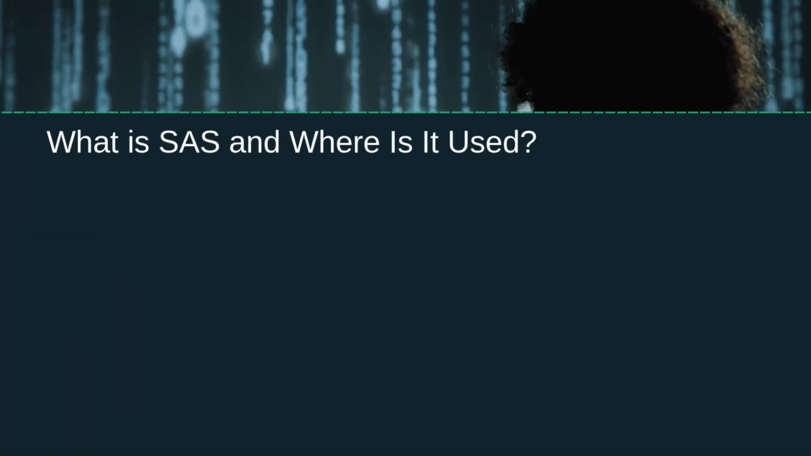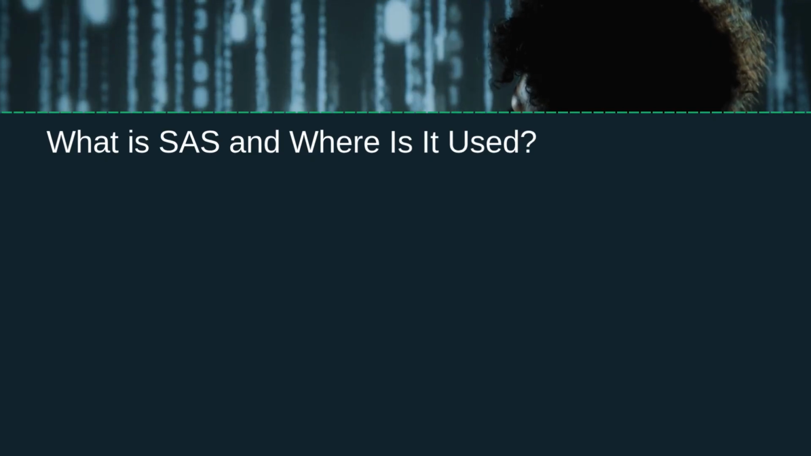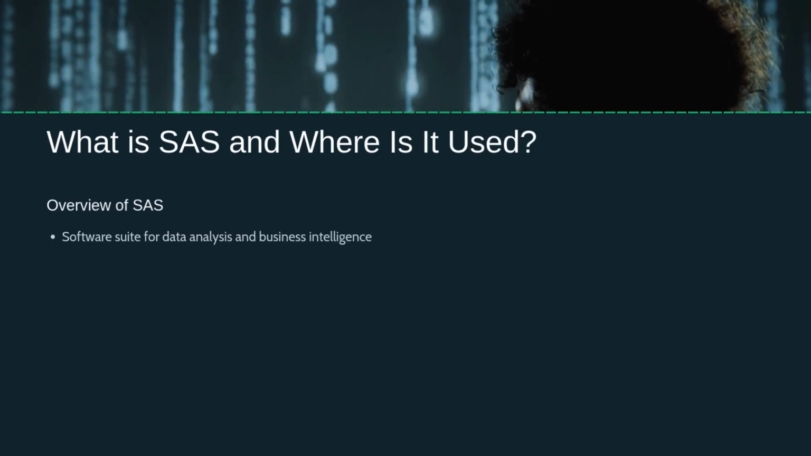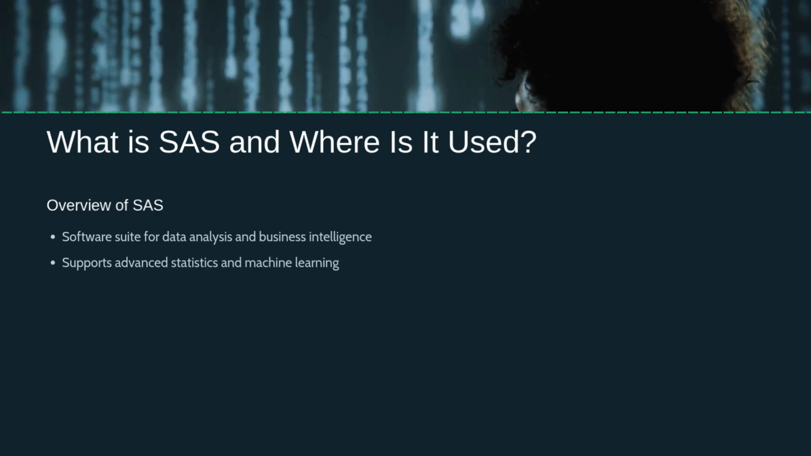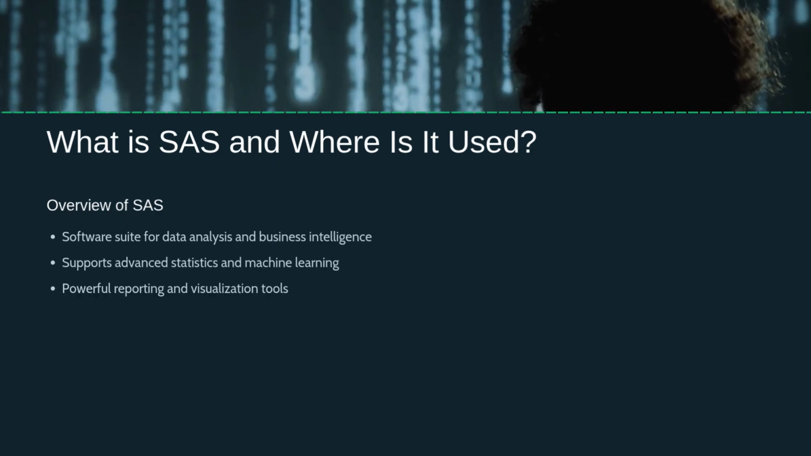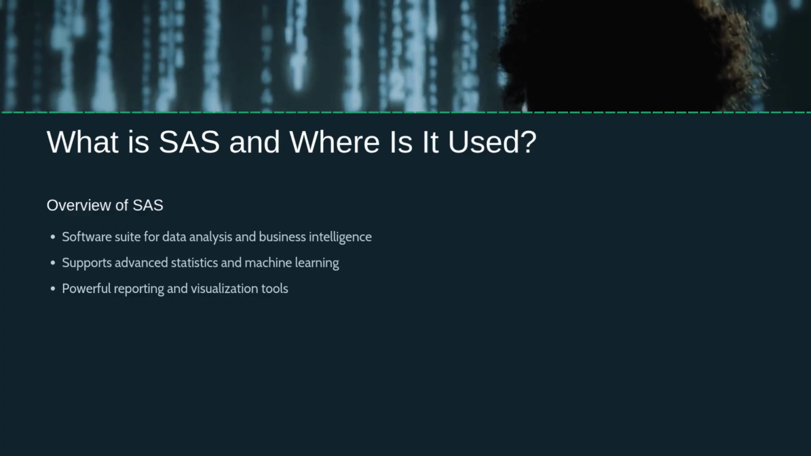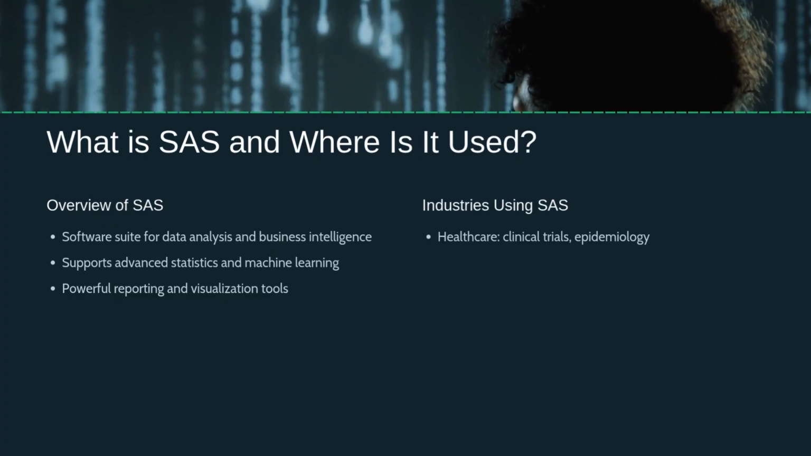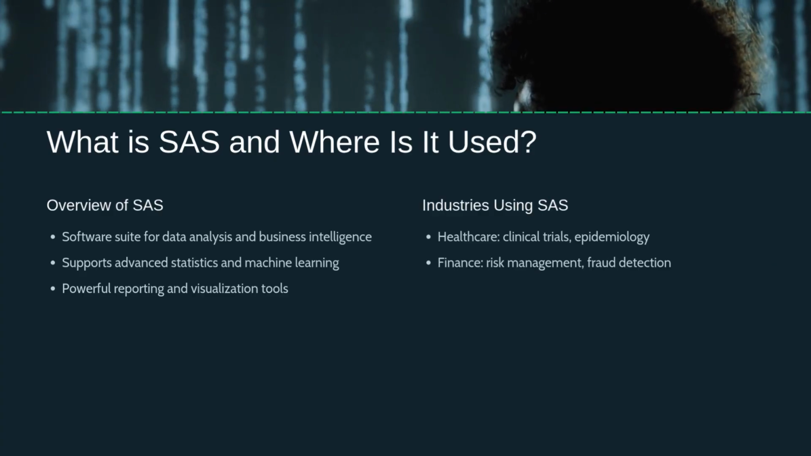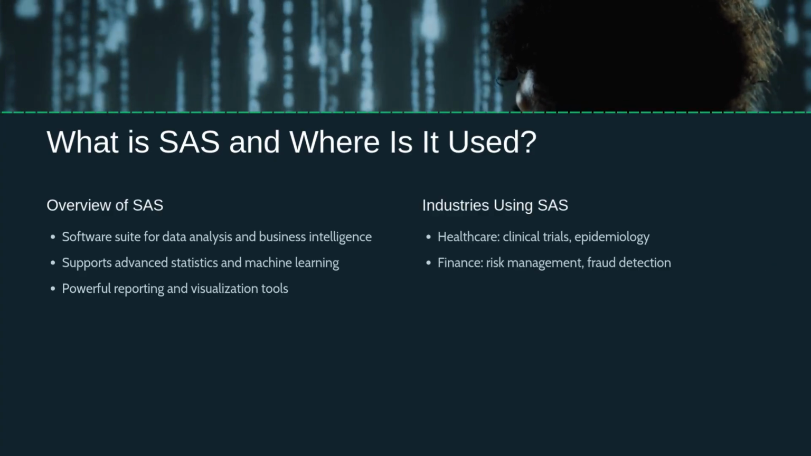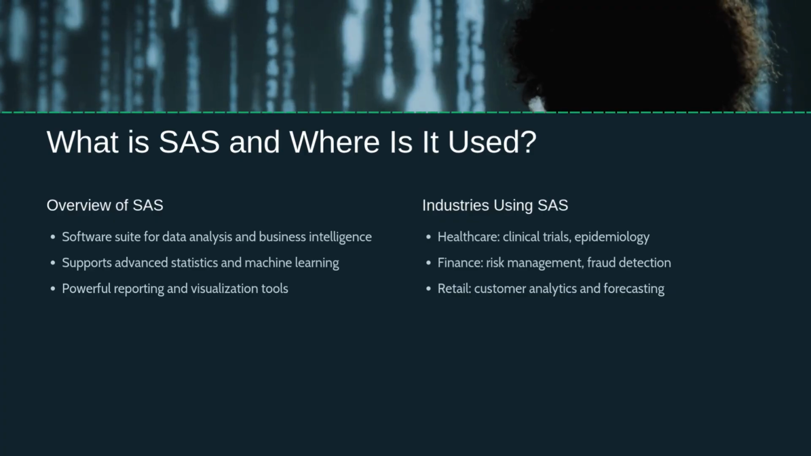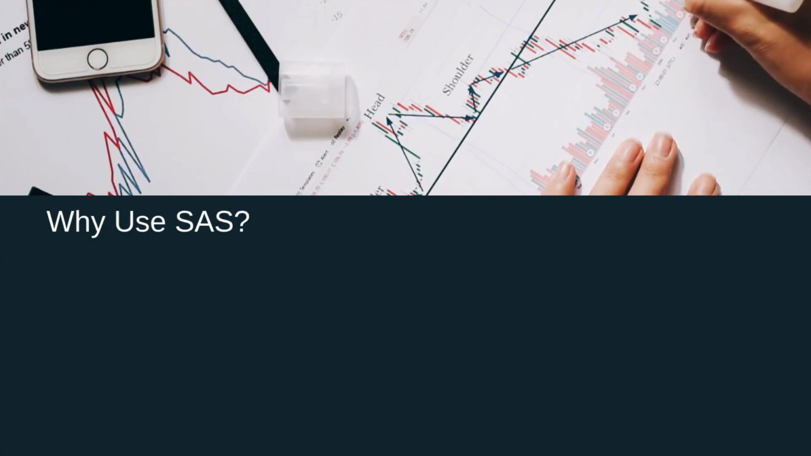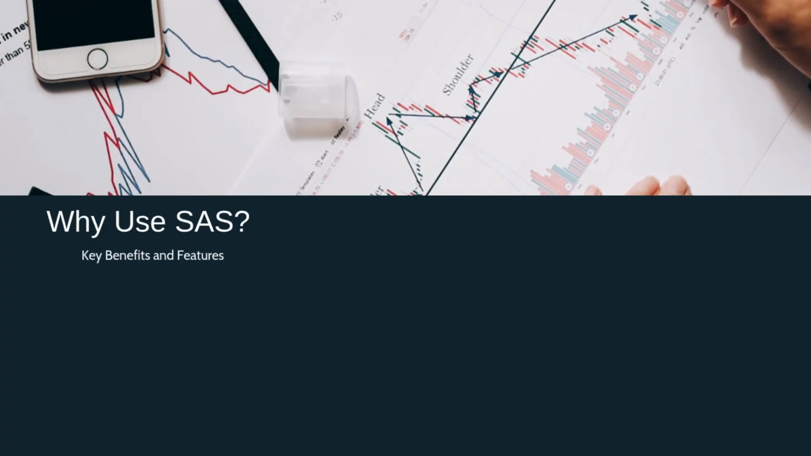Let us first explore what is SAS and where is it used. Overview of SAS. It is a software suite for data analysis and business intelligence. It supports advanced statistics and machine learning. It is a powerful reporting tool and supports visualization tools. Industries using SAS: healthcare, clinical trials, epidemiology, finance, risk management, fraud detection, retail, customer analytics and forecasting, government and academia involvement.